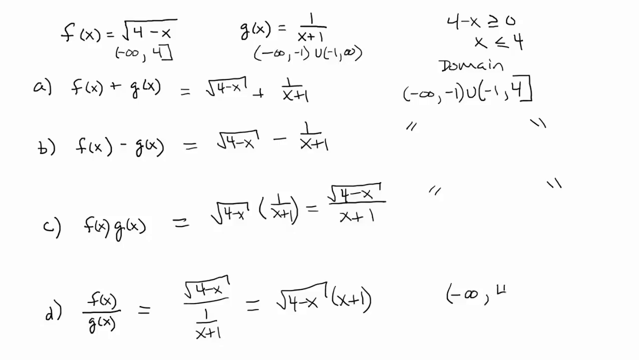So the only thing different is that we can include negative 1, because if we had negative 1 here, the output would just be 0. And that's all for this video on performing operations on functions.